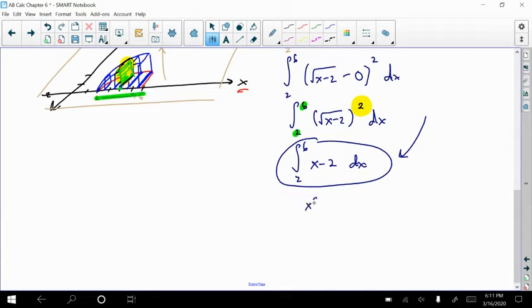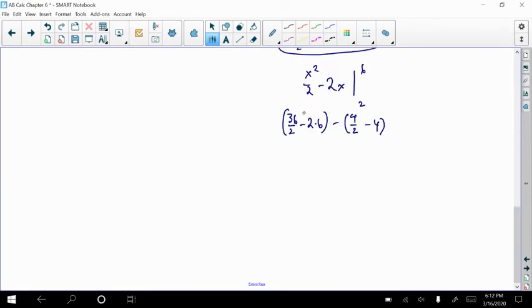The integral is x squared over 2 minus 2x when evaluated from 2 to 6. So we put in 6 squared, which is 36 over 2, minus 2 times 6, minus, and put in 2 squared, so 4 over 2 minus 2 times 2, which is 4. So half of 36 is 18. 18 minus 12 is 6. Minus 2 minus 4 is negative 2. So it looks like we're getting an answer of 8.